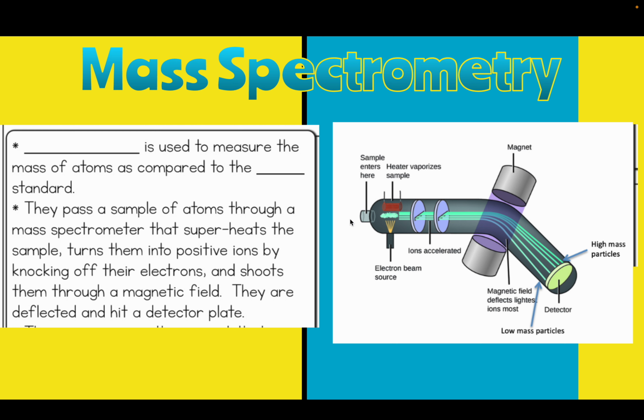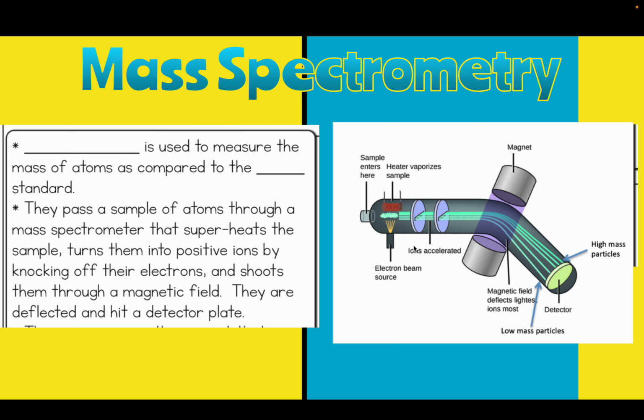You put your sample, whatever you want to analyze, in here, it gets heated up and vaporized, and then it gets pushed through the machine. This electron beam source actually makes your sample into an ion. You'll learn what an ion is later. Basically, it is just an atom with an electron or two or three removed, and that pulls your ions towards this magnet.